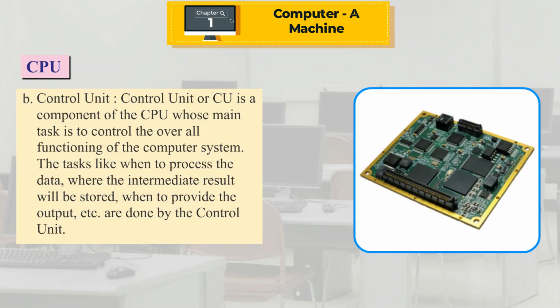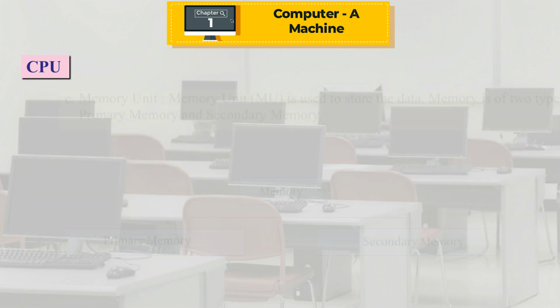Control unit. The control unit or CU is a component of the CPU whose main task is to control the overall functioning of the computer system. Tasks like when to process the data, where the intermediate results will be stored, when to provide the output, etc. are done by the control unit.